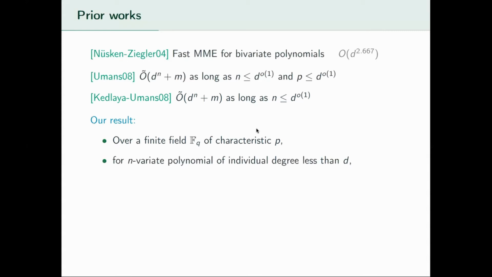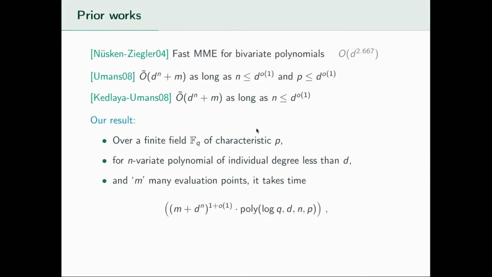So what we prove is, over a finite field Fq of characteristic p, for an n-variate polynomial of individual degree less than d and m many evaluation points given to us, it takes time (m + d^n)^(1 + o(1)) and some lower order terms. So again, this is a nearly linear time algorithm.